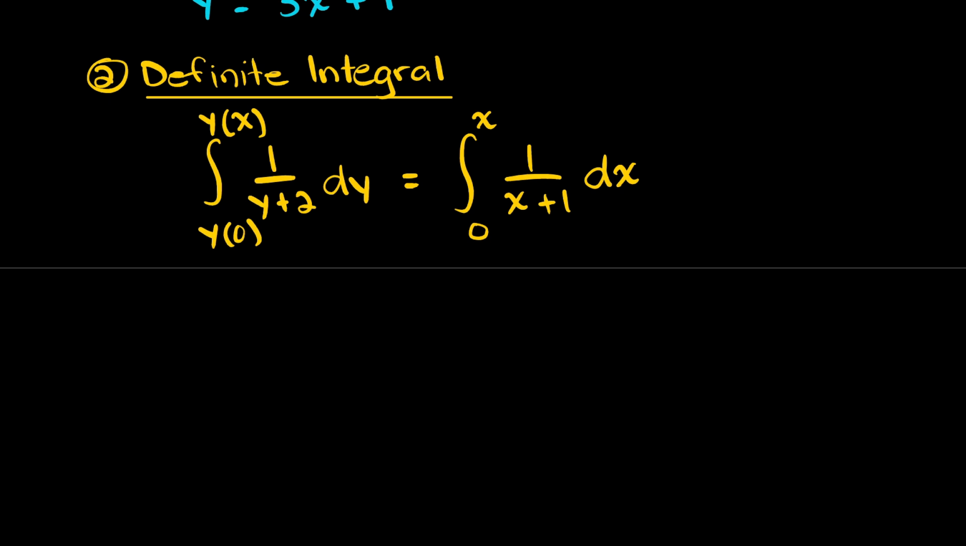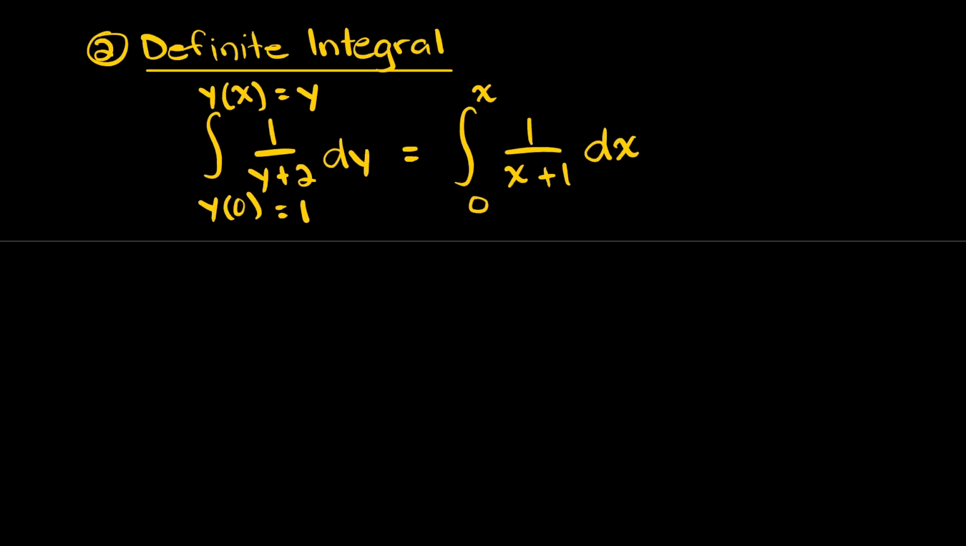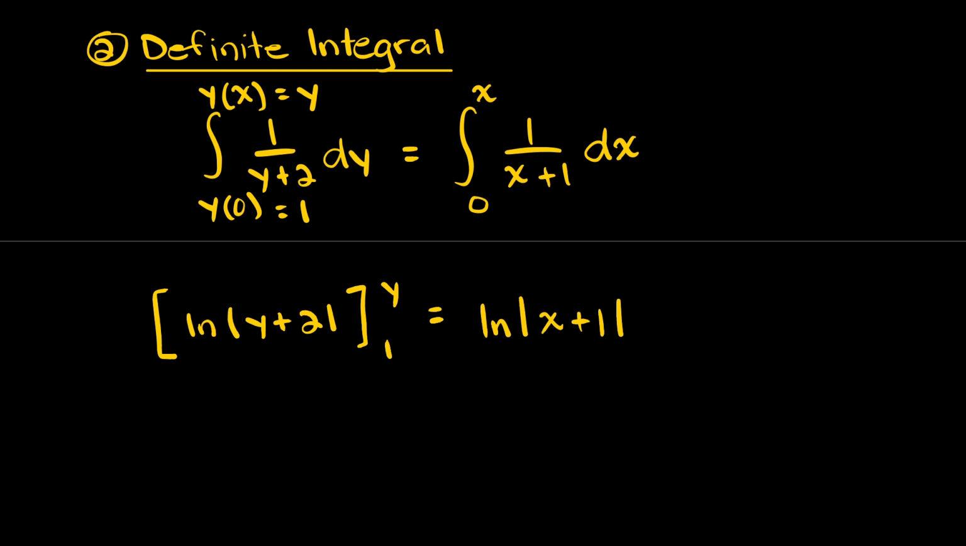So here we start from 0 to x. So then here we have y at 0 to y of x. Now, of course, we're given that y at 0 is just 1, and y of x is, of course, just y. Now, solving this, we solve the integral the same way as before. So the natural logarithm of y plus 2, and now this is bounded from 1 to y. And on the other side, we have the natural logarithm of x plus 1, and that's bounded from 0 to x.